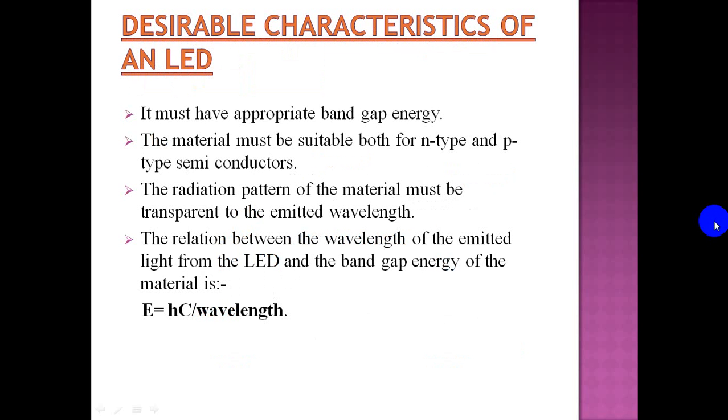Next, we will see some of the desirable characteristics of LED. It must have appropriate bandgap energy. The material must be suitable for both N-type and P-type semiconductors. The radiation pattern of the material must be transparent to the emitted wavelength. The relation between the wavelength of the emitted light from the LED and the bandgap energy of the material is E equal to hc by wavelength, where h is the Planck's constant and c is the velocity of light.